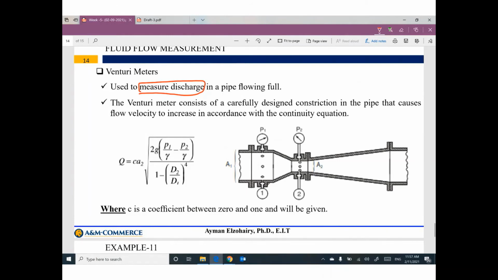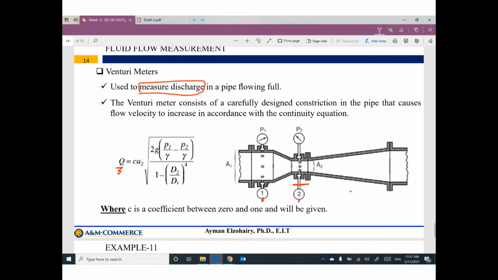This device can be connected to the pipe at this location, for example, and this Venturi meter can help you to figure out what is the discharge in this pipe. The Venturi meter consists of a carefully designed constriction. You are making a constriction in the pipe that causes flow velocity to increase in accordance with the continuity equation. Anyway, so we have two cross sections, section number 1, section number 2. Here is the Venturi meter at section number 2.